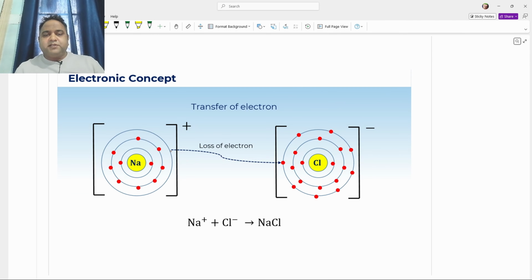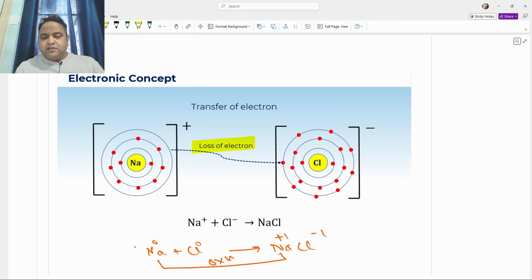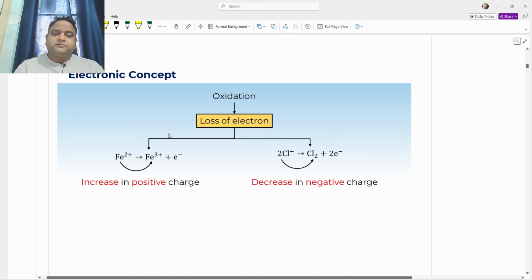Loss of electron is oxidation. This is the loss of electron from sodium, whereas chlorine is going to gain the electron. Moving from sodium and chlorine to NaCl on the right hand side, sodium goes to Na+1 and chlorine goes from 0 to -1. So there is oxidation of sodium, whereas moving from chlorine to chloride is an example of reduction.